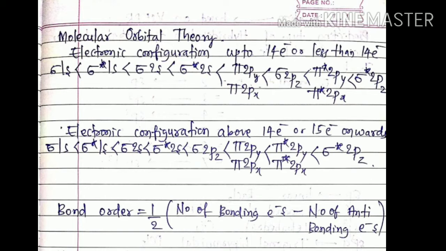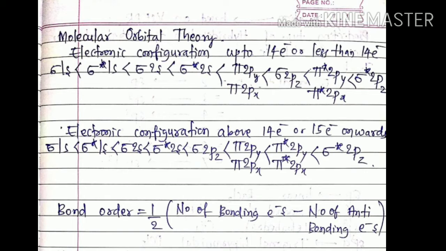So let us consider molecular orbital theory. For an electronic configuration of up to 14 electrons, or less than 14 electrons, the pi 2px and pi 2py molecular orbitals come first. If it is 15 onwards, then the sigma z orbital comes first. So up to 14 electrons the order is sigma 1s, sigma star 1s, sigma 2s, sigma star 2s, pi 2px, pi 2py, sigma 2pz, pi star 2px, pi star 2py, sigma star 2pz.